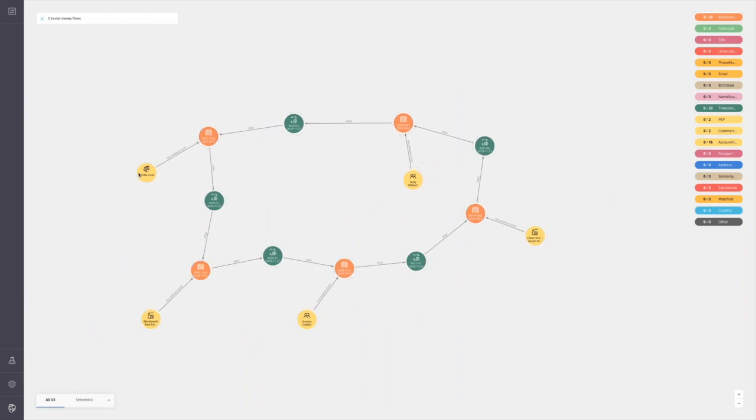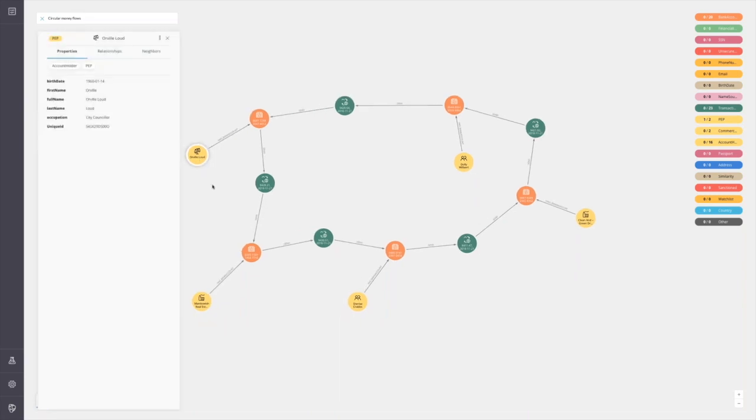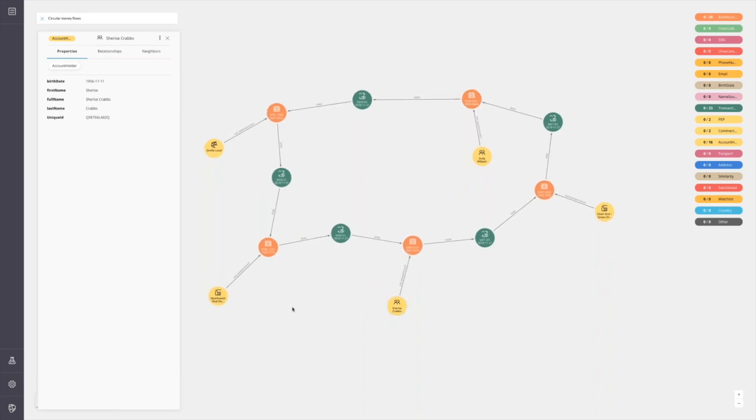And we can see in yellow are all the account holders, but we've got different icons for them. So here, Orville Loud has been tagged as a politically exposed person. Orville is a city councilor. He's in government. We also have some commercial clients. So we have Manitowish real estate holdings, and then we have some just regular account holders, right?